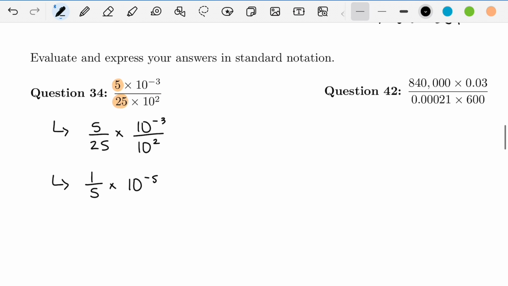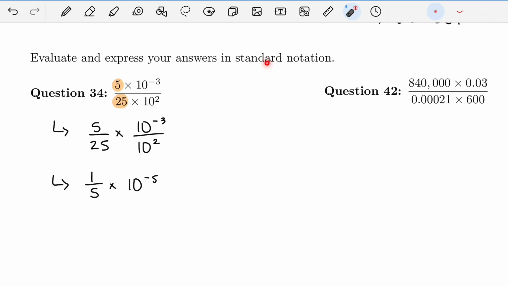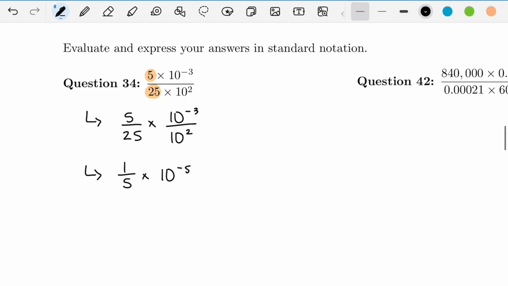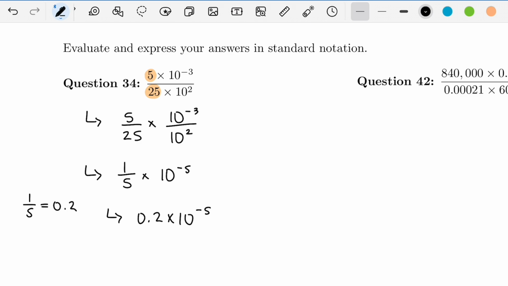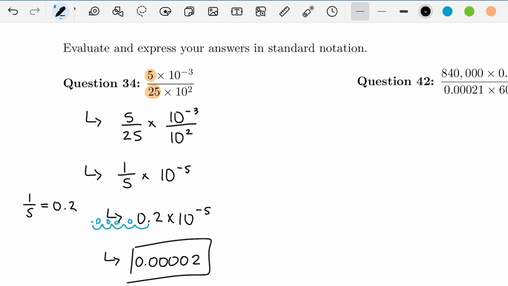Now, we want to rewrite this in standard notation. Okay, so the first thing that I'll do is just note that 1 over 5 is the same thing as 0.2. So this is 0.2 times 10 to the negative 5. And then we can easily write this in standard notation. We know that we're going to move this decimal 5 units to the left. And we're going to put our zeros here. So in standard notation, this will be this here. And so this would be our final answer.